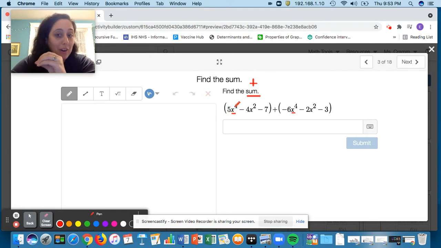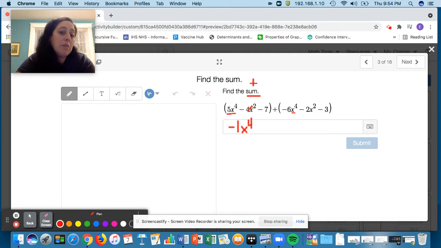5x to the fourth, I think I said 5x squared. 5x to the fourth plus negative 6x to the fourth. All right, so that would give you negative 1x to the fourth, right? So nothing about this exponent or the variable has changed. The only thing I really did is once I figured out that they're like terms, I said, hey, 5, the coefficient, plus negative 6, and that's what gave me negative 1.